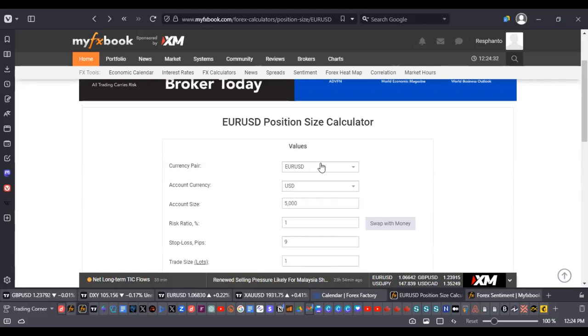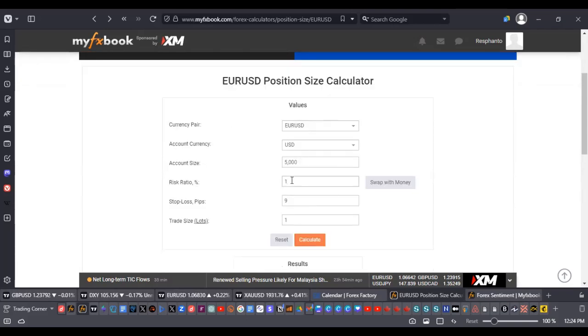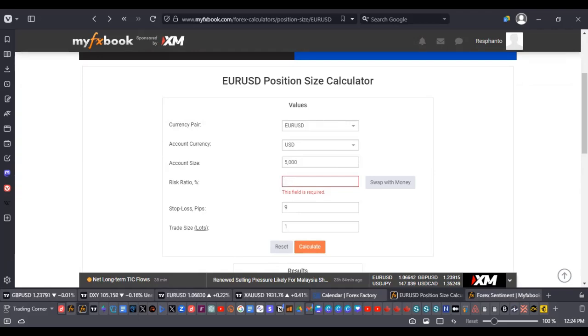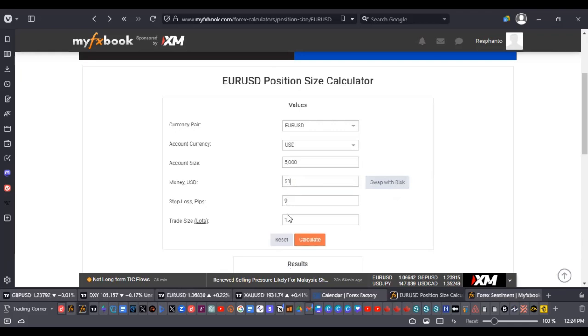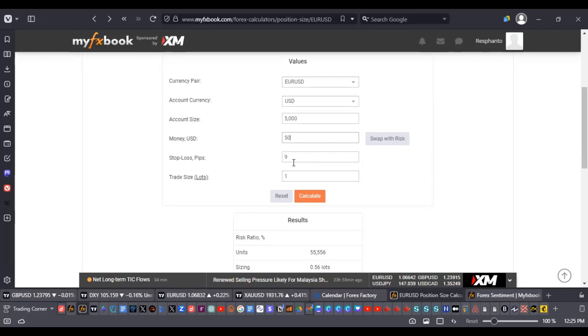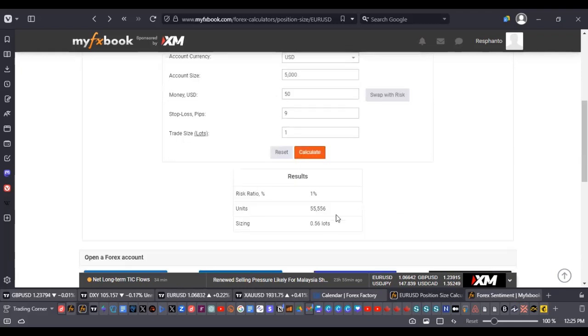So let me also show you, for those that may not understand the percentage. If you know how to calculate your percentage, maybe by the amount of money, you decide to say, okay, I know that 1% is $50. 1% of $5,000 is $50, but I don't want to use percentage. You can just click swap and then write $50 itself. Then having the same calculation still in place, 9 pips, 1 size position, and then you click calculate. It will still give you the same digit, but now to show you how much in percent that you're risking, right? So we've gotten this.